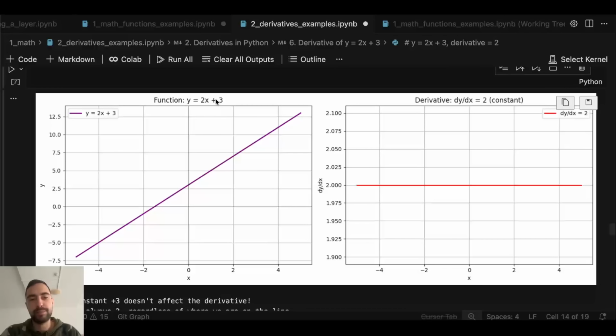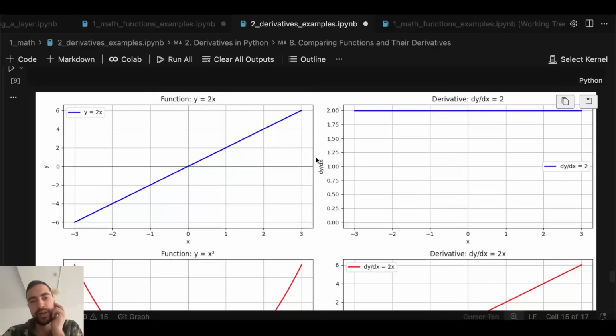So this means that the plus 3 constant doesn't affect the slope of the function. As I said, the slope is determined by this number 2. And so if I change this number 2, the slope of the function will change. But this constant plus 3 will just move the function up or down. So this constant plus 3 will not change the slope. So it makes sense that it disappears in the derivative as well. It becomes 0. It doesn't affect the slope.